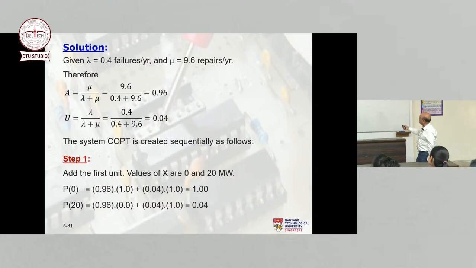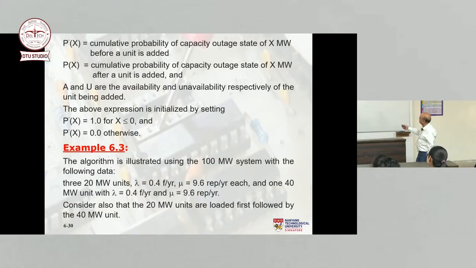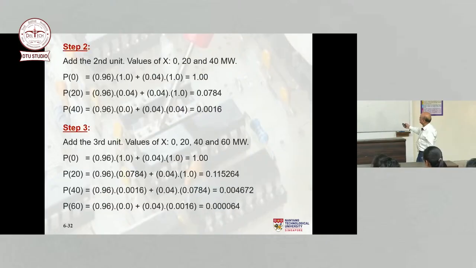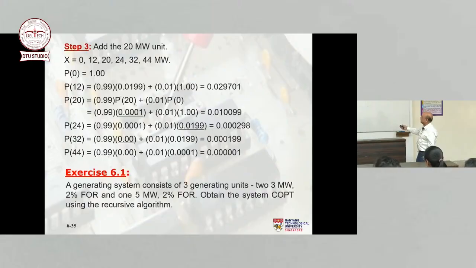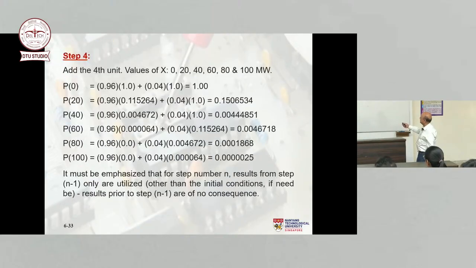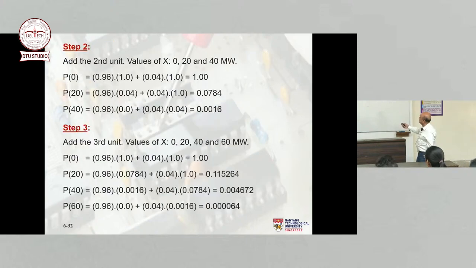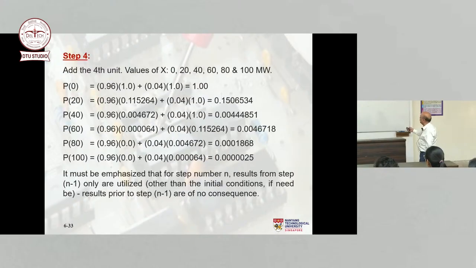Is that the same question? Not sure. Yep, this is the question. I thought it was 6.4. Yeah, this one. It's the previous one, this one, right? Yeah, so step 3. So P prime of 40 is 0.04672.